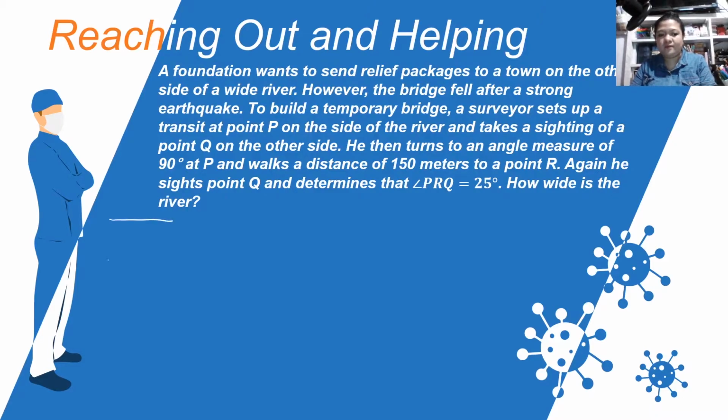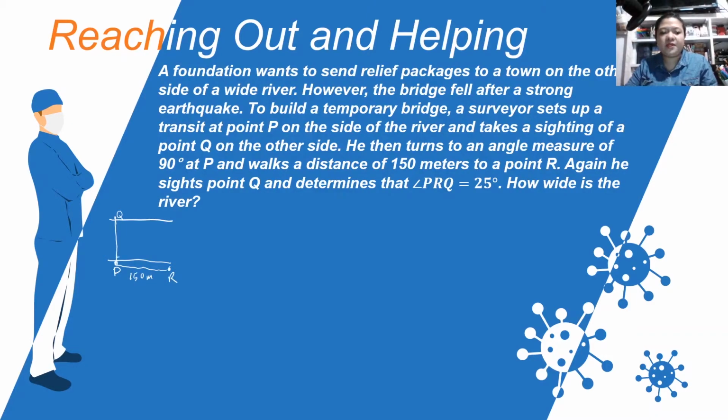So, kung halimbawa, ito yung river. A surveyor sets up a transit at point P on the side of the river. So, naglagay daw siya dito ng transit. Tinawag niyang P at nagkaroon siya ng sighting dito sa kabila na tinawag niyang Q. Pagkatapos nito, gumawa siya ng 90-degree angle mula kay Q papunta kay P at naglakad sa distance na 150 meters. At doon siya naglagay ng point R.